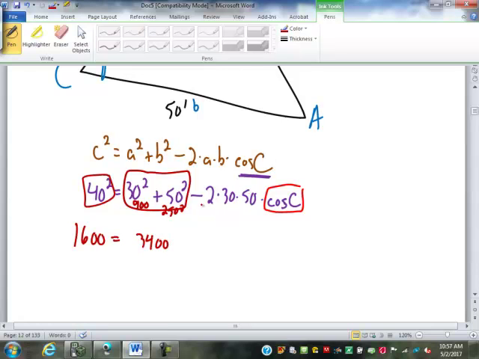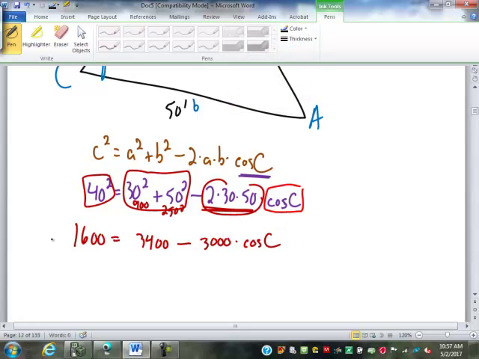Why can't I combine that with this? Because that's multiplying. It's multiplying the cosine C, so I have to take care of that. But I can multiply those together. So this is minus 2 times 30 times 50, which is 3000. But that is still times the cosine of C.